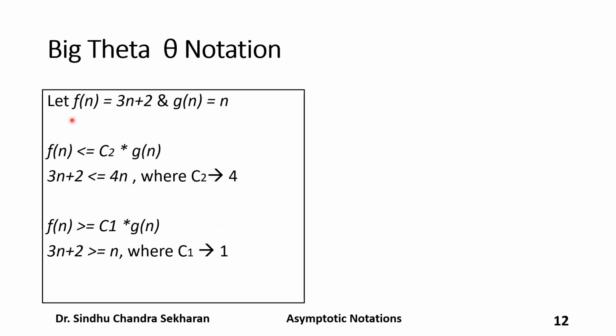Consider this example. f(n) = 3n + 2 and g(n) = n. Now f(n) is always less than or equal to c2·g(n). So substituting the values, 3n + 2 is less than or equal to 4n, where c2 is 4. And f(n) is greater than or equal to c1·g(n). If you equate this, you can understand that 3n is always greater than n, where c1 is 1. So in this case, you can say that f(n) is big theta of g(n). Thank you.